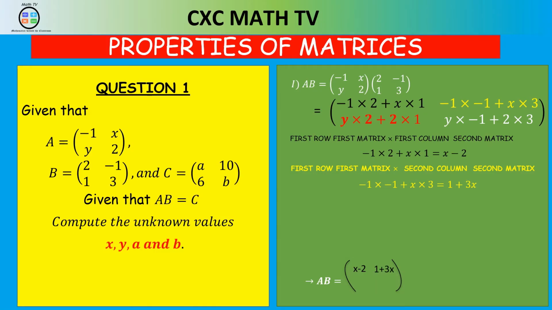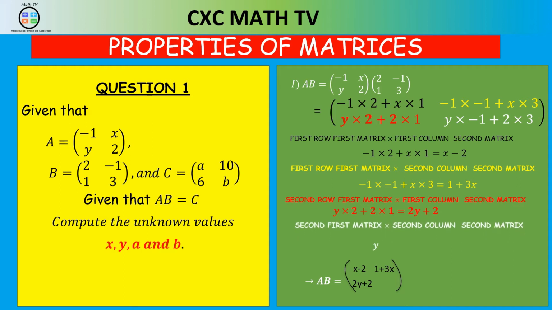Then we'll go second row of the first matrix times first column of the second matrix. So that's y times 2 plus 2 times 1. That's 2y plus 2. And then we'll go second row of the first matrix times second column of the second matrix. So that's y times negative 1 plus 2 times 3, and that simplifies to be minus y plus 6. So realize AB is x minus 2, 1 plus 3x, 2y plus 2, and negative y plus 6.